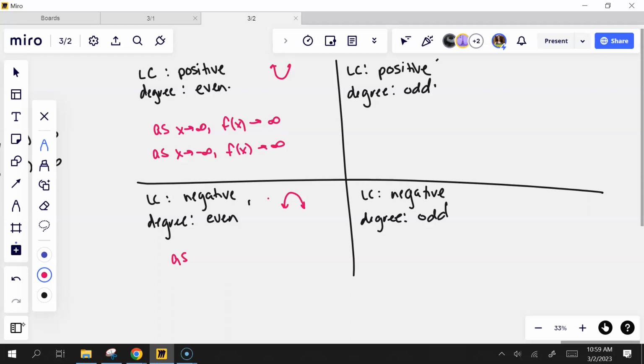If I'm still an even degree, so I'm thinking a degree of 2, 4, 6, 8, and so on, but my leading coefficient is negative, think about a parabola that's going down. Both ends are still going the same way. It's just that now they're both going down.